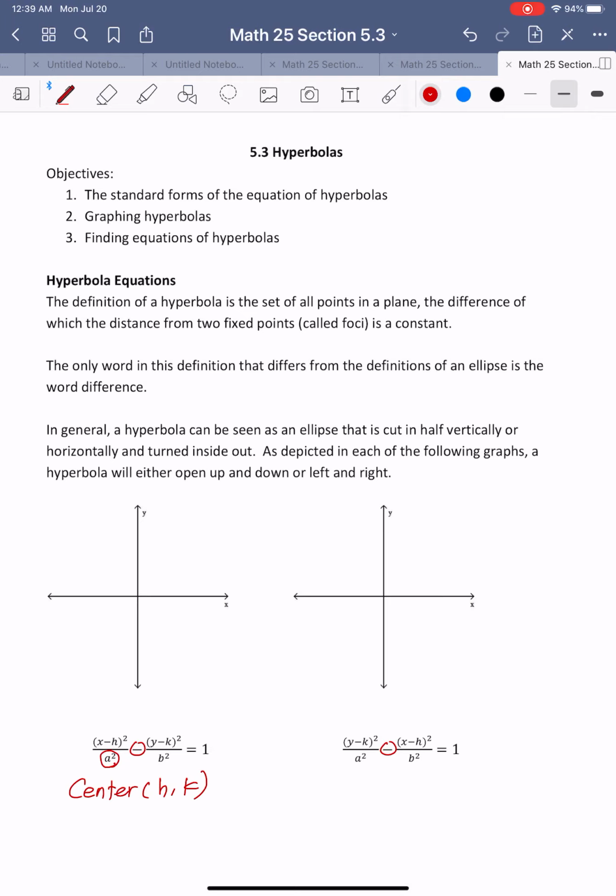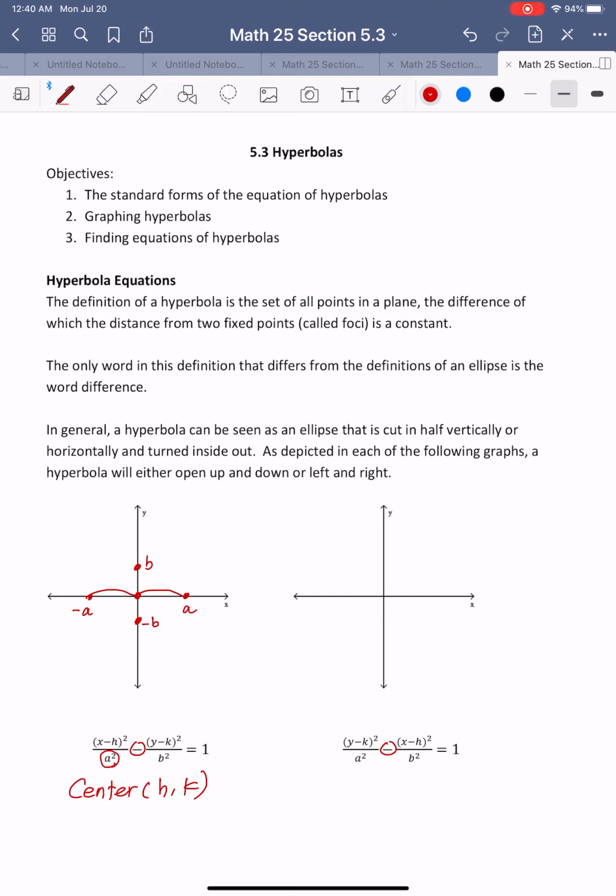So let's say your center is (0, 0). Then you go a units to the right and a units to the left to get the vertices. So this is a units and a units. And then you go b units, but b could be bigger than a, though. Let's say we're about here. So this is b units, and this is negative b.